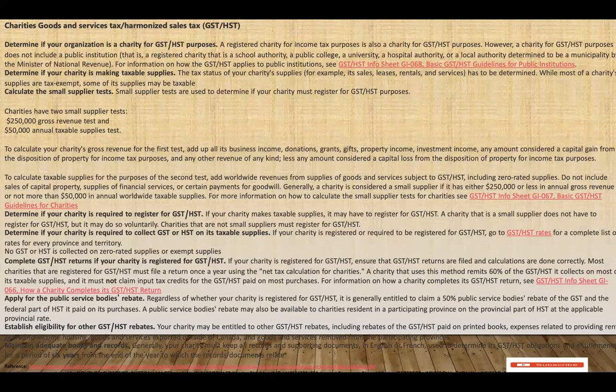Establish eligibility for other GST and HST rebates. Your charity may be entitled to other GST and HST rebates, including a rebate of the GST or HST paid on printed books and expenses related to providing services.